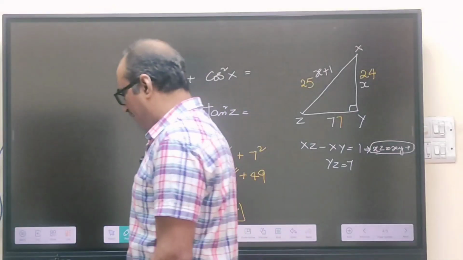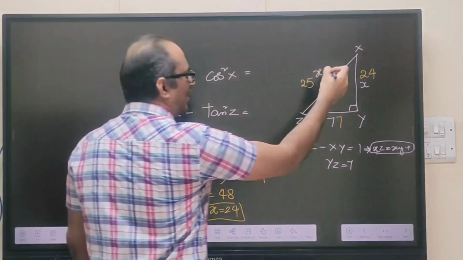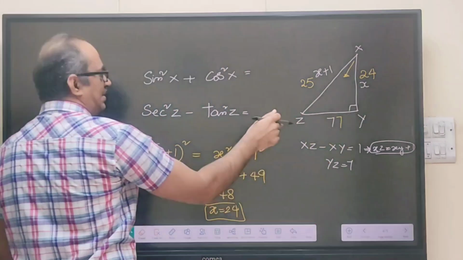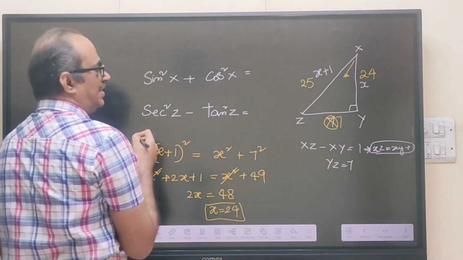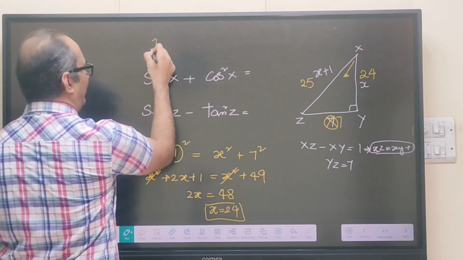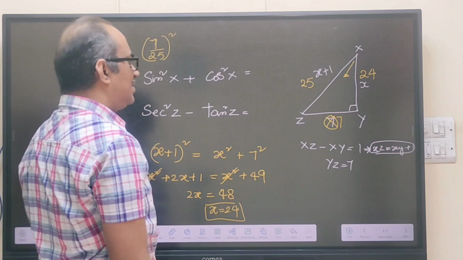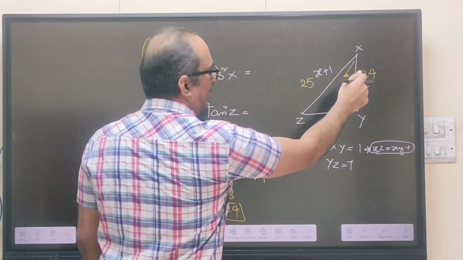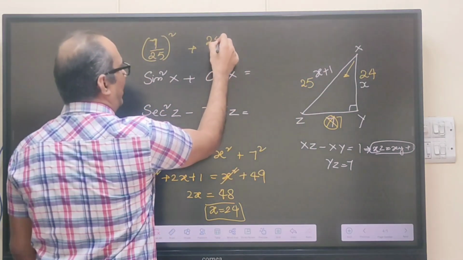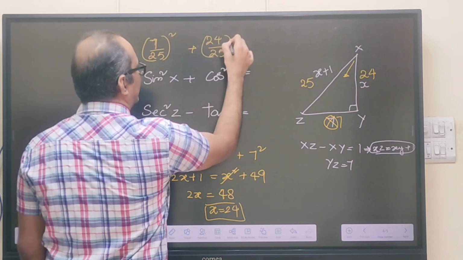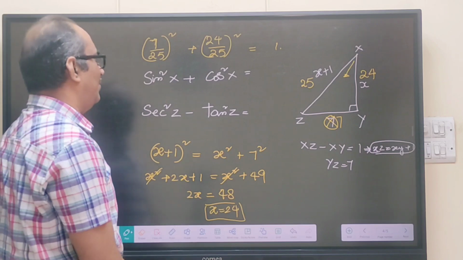Now whatever information they want, we can easily find out. Sine square x plus cos square x. What is sine x? If I am looking from here, what is my opposite? 7. Opposite will be 7, so 7 divided by 25 whole square, plus cos x. Cos x is adjacent by hypotenuse. With respect to x, it will be 24 by 25 whole square. Simplify that, you will get 1, because that's a trigonometric identity which you are going to learn after 2 classes.